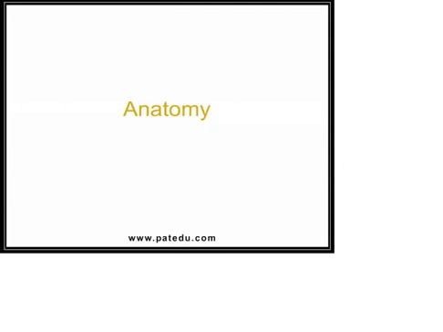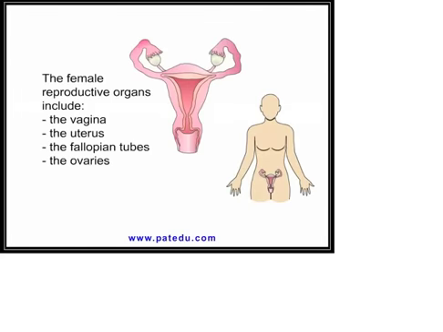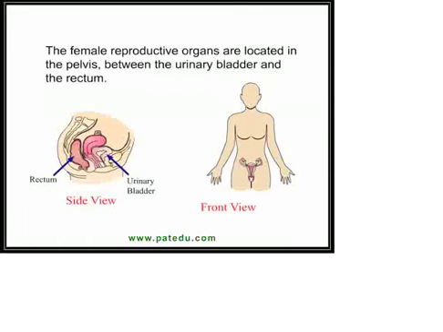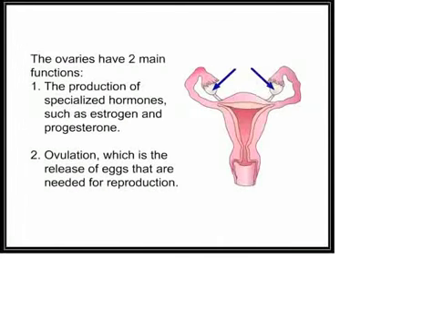Anatomy. The female reproductive organs include the vagina, the uterus, the fallopian tubes, the ovaries. The female reproductive organs are located in the pelvis between the urinary bladder and the rectum. The ovaries have two main functions. One, the production of specialized hormones such as estrogen and progesterone. Two, ovulation, which is the release of eggs that are needed for reproduction.